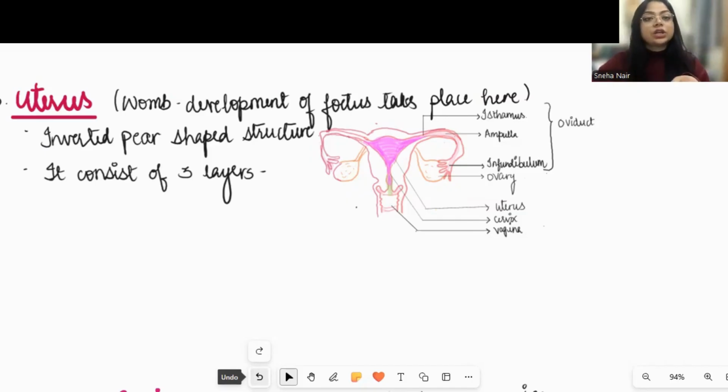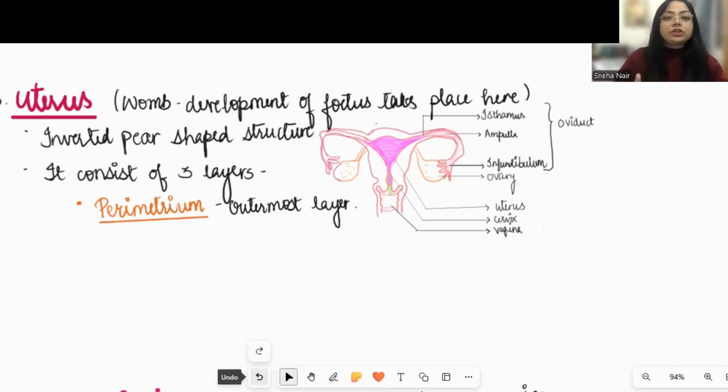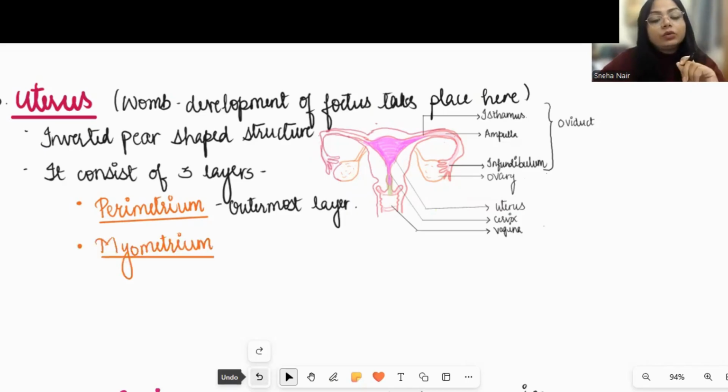The innermost is called the endometrium, the middle one is the myometrium, and the outermost is the perimetrium. The perimetrium is the outermost layer. It is made up of connective tissues. The middle layer is the myometrium. Now children, the word myo means muscles. So myometrium is made up of smooth muscles. And you know that smooth muscles help in contraction.